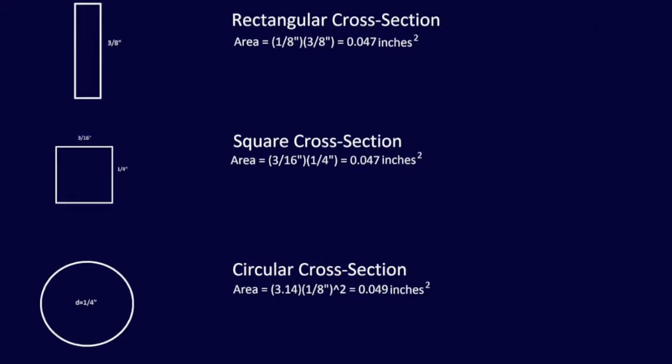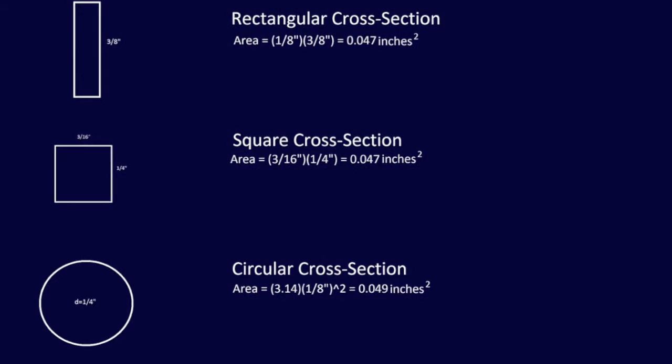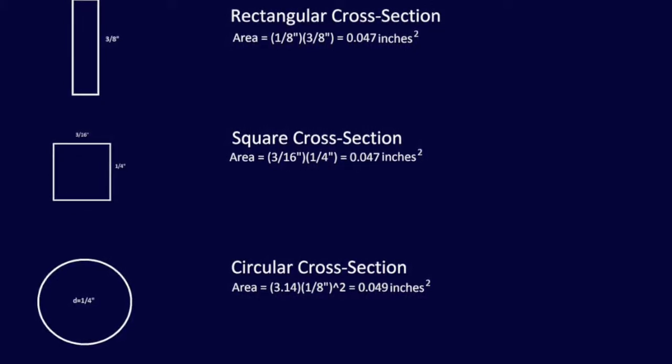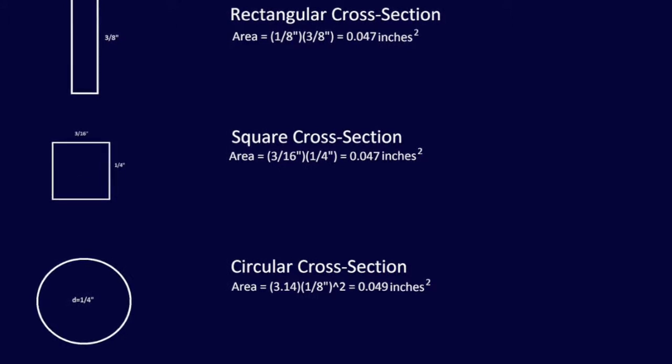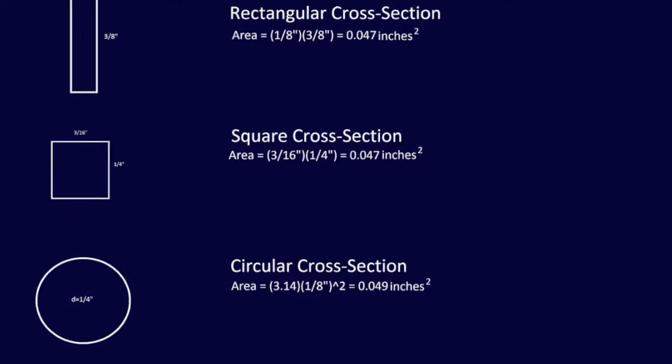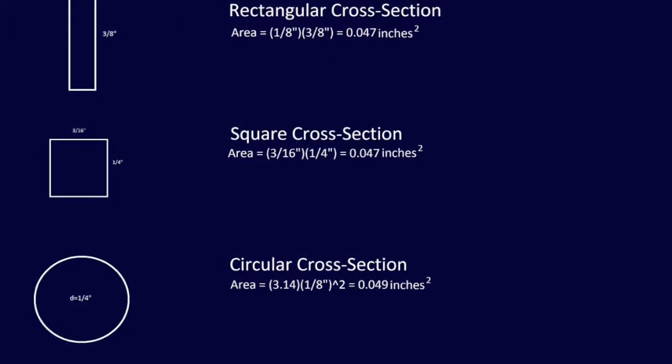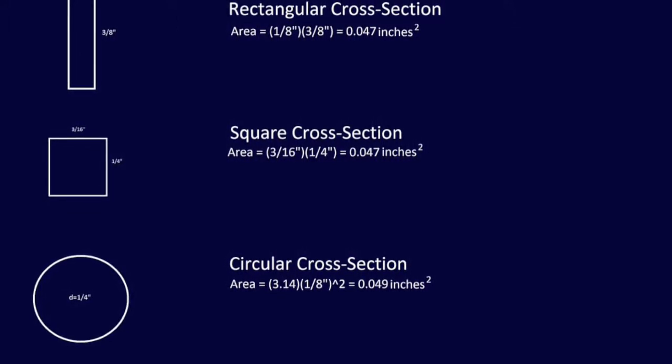Today we are going to see how three different wood members, each 2 feet in length, all with near identical cross-section areas, resist buckling when a force is applied. The first member we will be testing is a rectangular cross-sectional member with an area of 0.047 inches. This member has the majority of its material close to the axis.